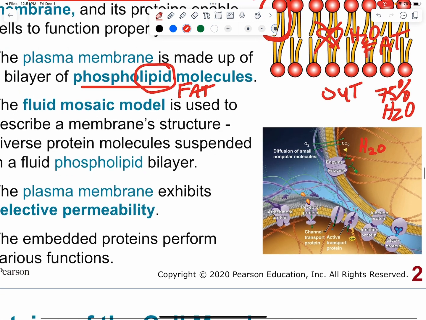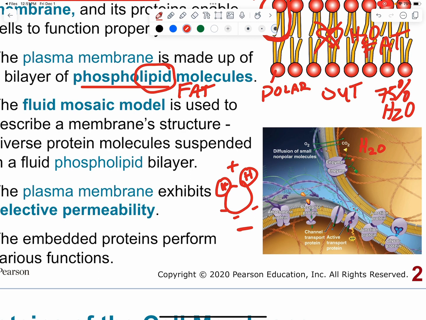Do you recall water is oxygen and 2 hydrogens? This side is slightly positive. There's some electrons hanging out over here. So this side is slightly negative. Water is polar. Well, so are these heads here. These are polar as well.